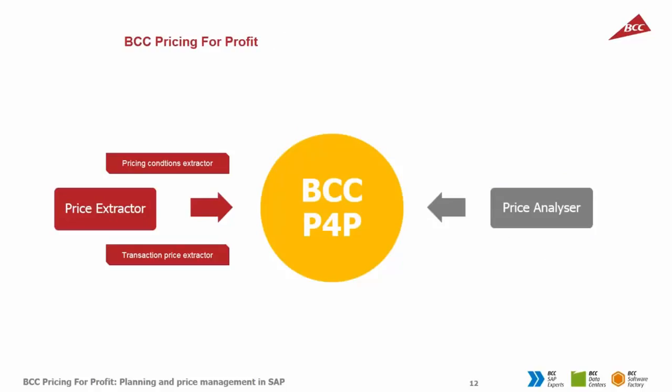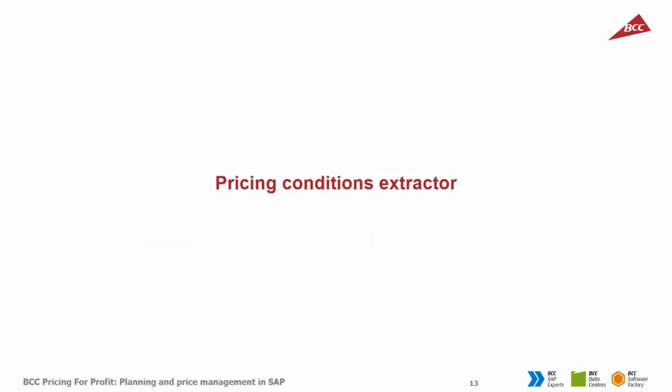So in the current phase, the program has two modules that are associated with the extraction of prices in SAP based on our algorithm. These are the pricing condition extractor and the transaction price extractor. In the following sections, I would like to discuss how these reports work and explain the differences between them. Okay, let's have a look at the first module, the pricing conditions extractor.